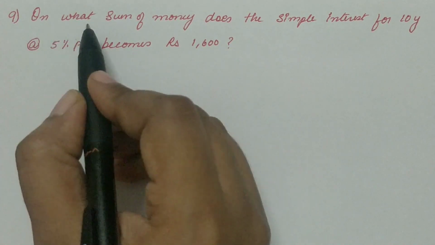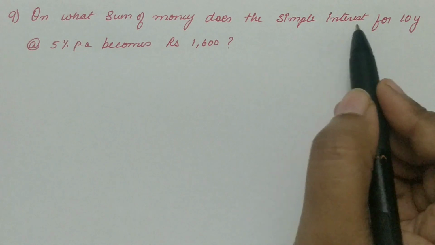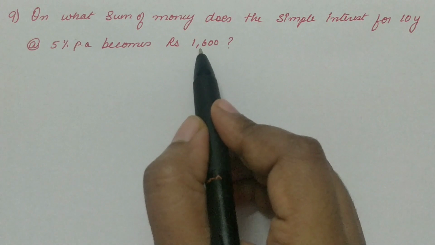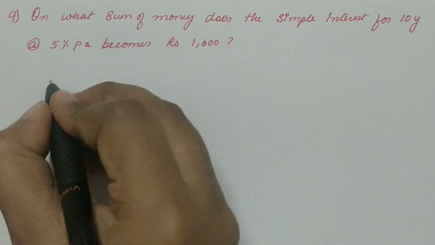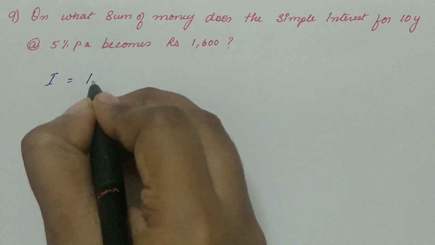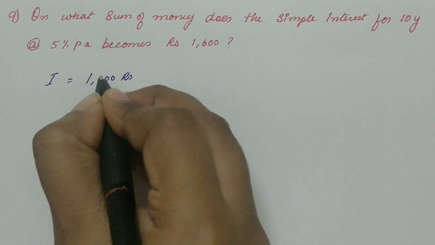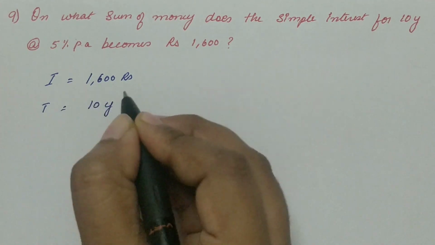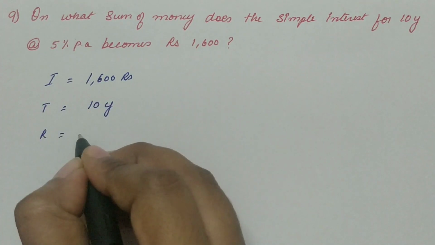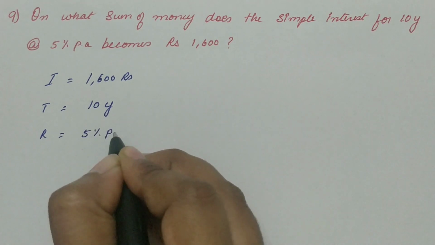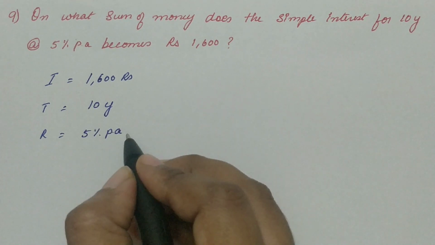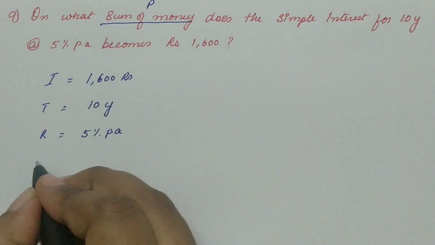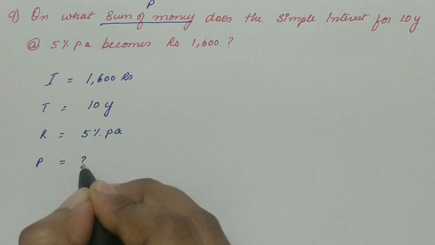Ninth one, on what sum of money does the simple interest for 10 years at 5% per annum become rupees 1600? Given simple interest equals 1600 rupees, time equals 10 years, rate of interest equals 5% per annum, and we need to find the initial sum of money, that is principal. So principal equals, we need to find.